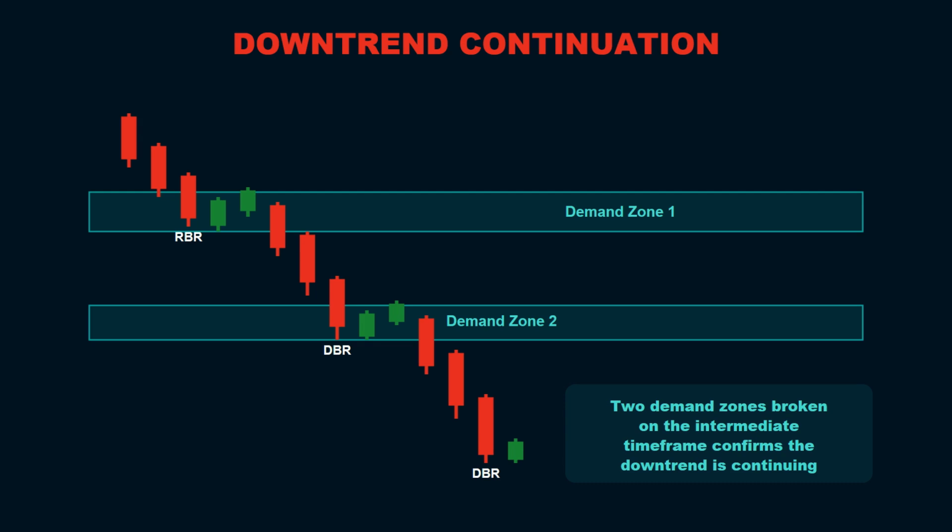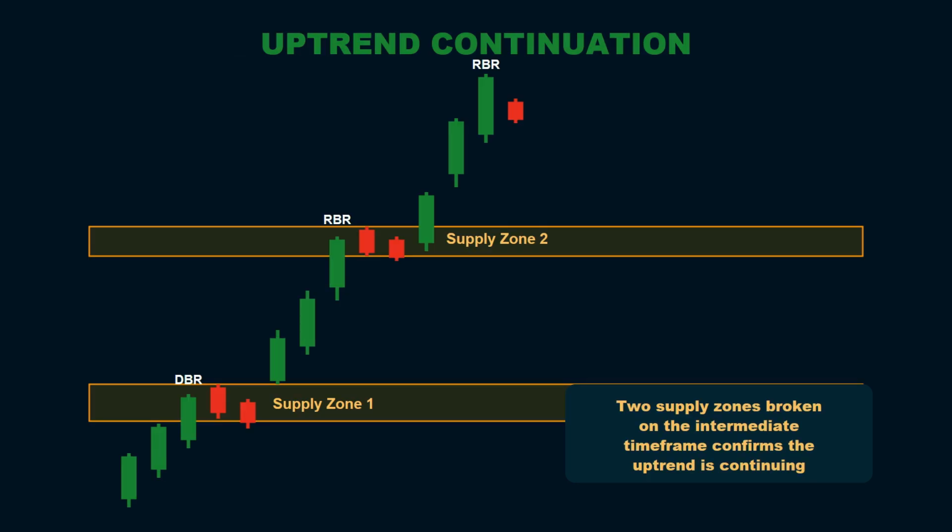The exact same logic works in reverse for an uptrend. Price pulls back into a supply zone and breaks through it going up. Then it pulls back into a second supply zone and breaks through that one too. Two supply zones broken confirms buyers are still in control, and the uptrend keeps going.